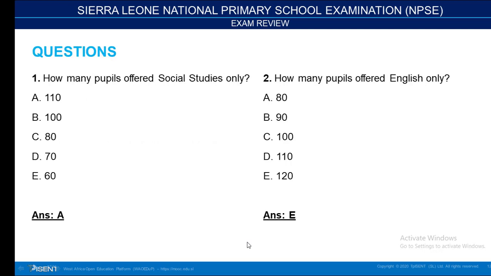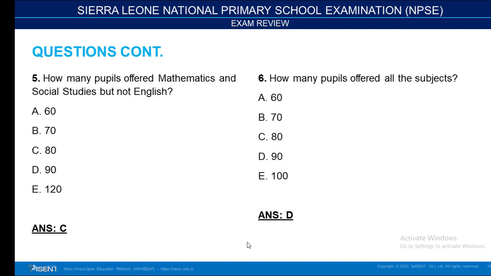We go to our options. The people who are offering social studies and mathematics but not English are option A 60, no, B 70, no, C 80. Yes, they are 80. So 80 is our correct answer. Not 90, not 120, but 80, found at C.